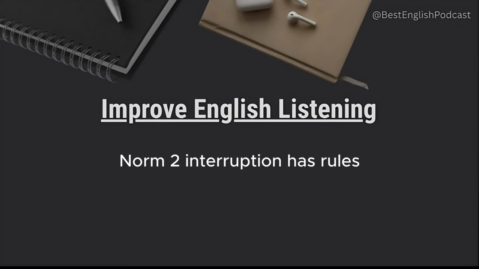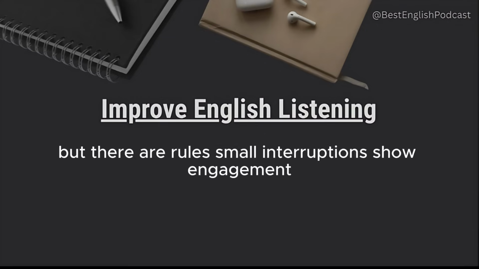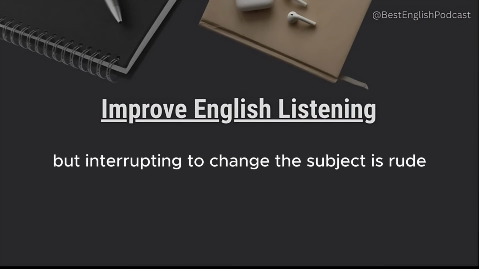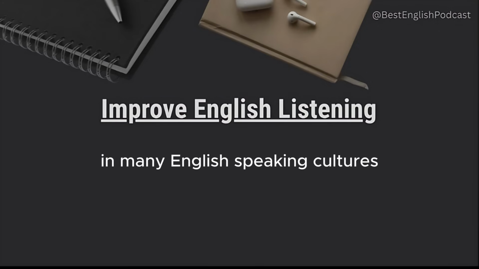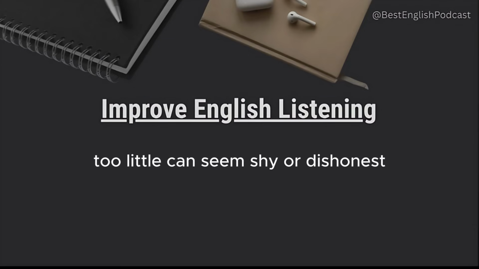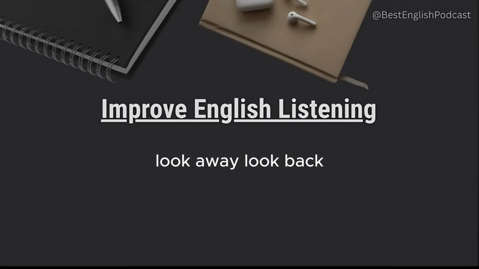Norm 2. Interruption has rules. Interrupting is sometimes acceptable, but there are rules. Small interruptions show engagement. Right, exactly. But interrupting to change the subject is rude. Norm 3. Eye contact matters. In many English-speaking cultures, eye contact shows attention and honesty. Too little can seem shy or dishonest. Too much can feel aggressive. Natural eye contact. Look away, look back.